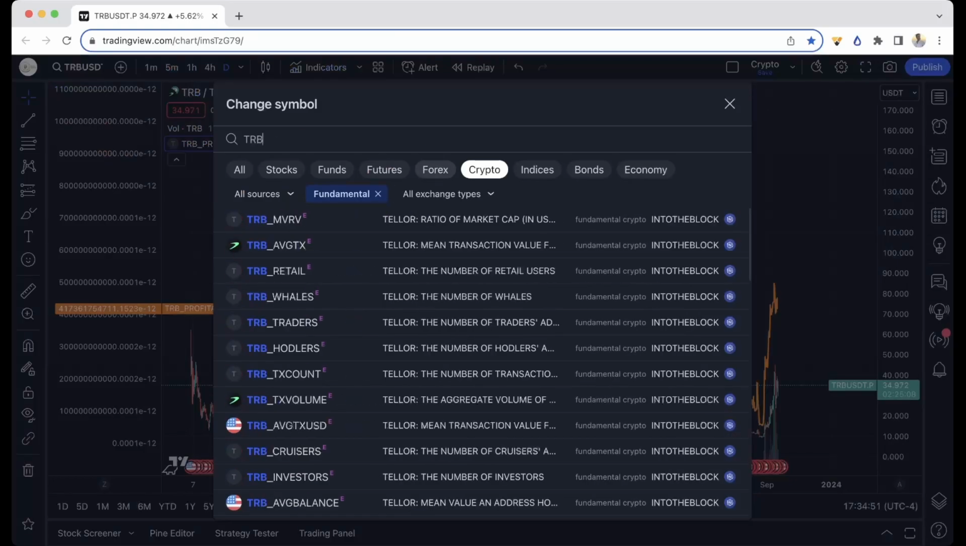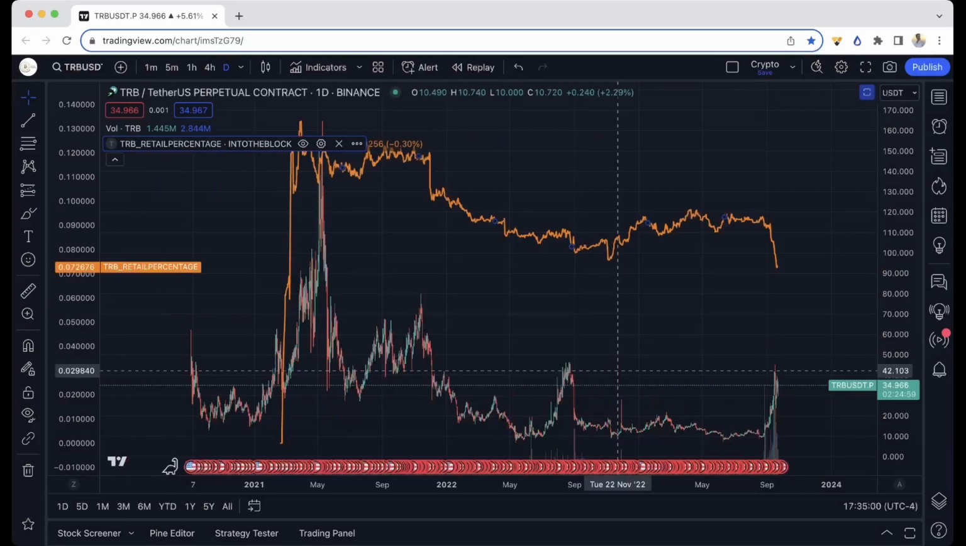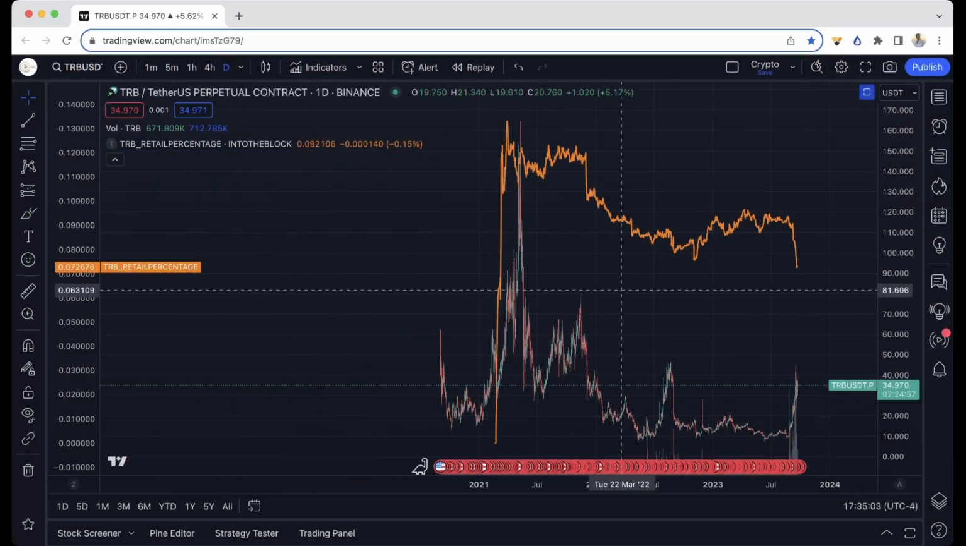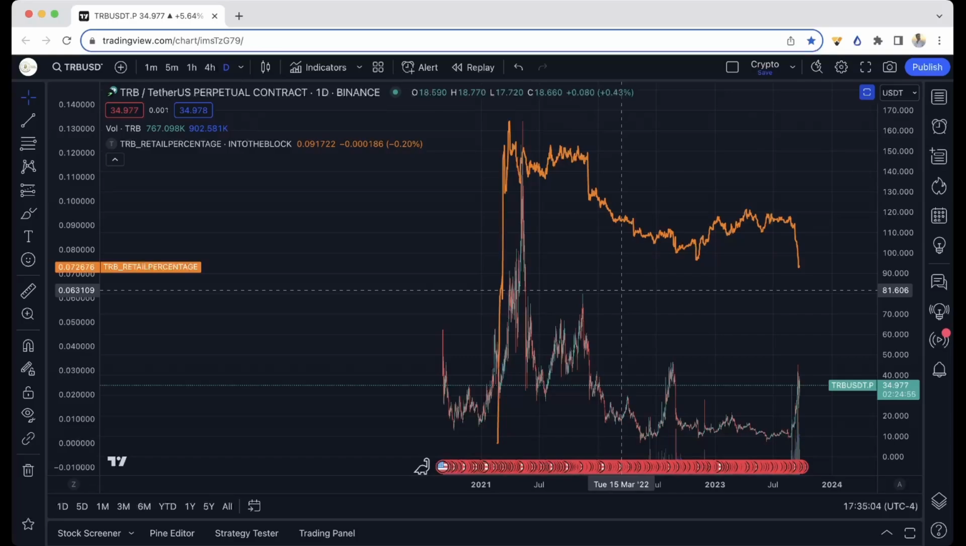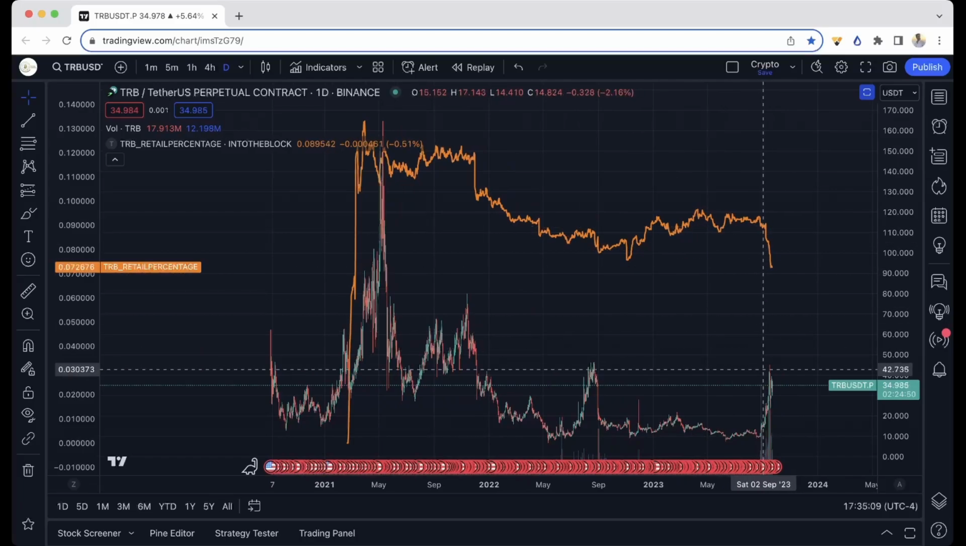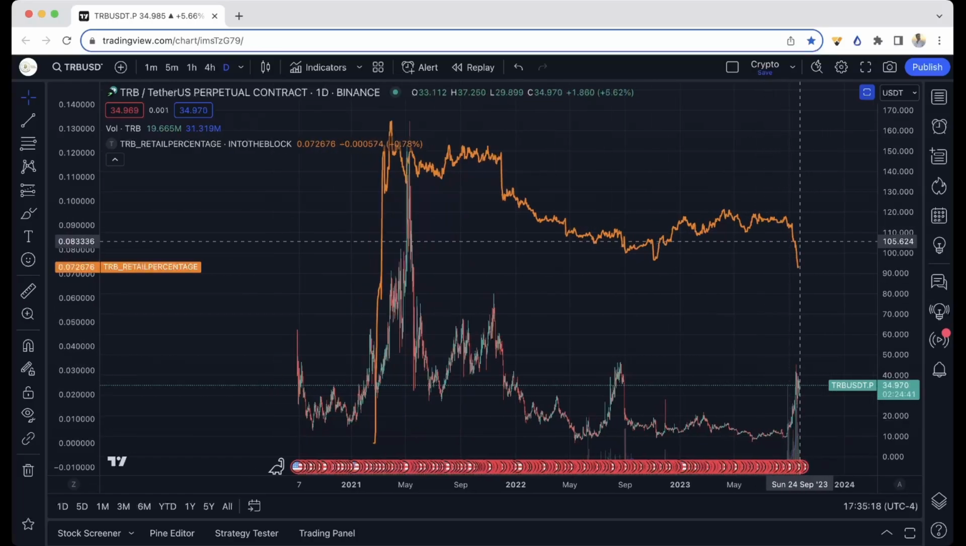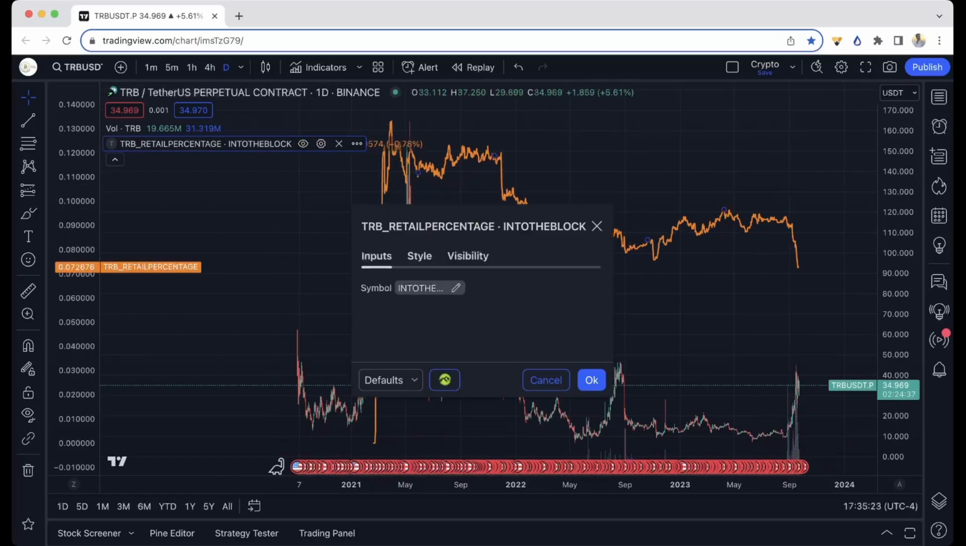So again, we want to type in the ticker TRB, and we're going to go to retail. We can go to the retail percentage, the percentage of assets belonging to retail users. We can go look at a percentage again, just to keep it efficient. So what percent of TRB is owned by retail traders, non-whales? You can see how many of the retail traders sold during this uptrend. It's pretty apparent. A lot of retail sold as price was rising, making the wrong move as per always. That's not uncommon. But let's go contrast that to how many whales actually sold.